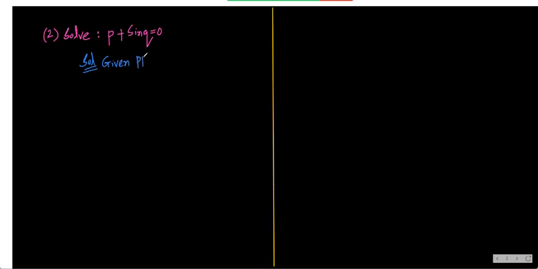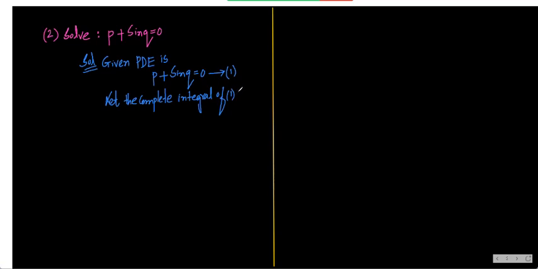Now, given PDE, the partial differential equation, is p plus sine q is equal to 0. It is equation number 1. So let the complete integral of 1 be, you can write either integral or solution, your choice. How to take that? Tell me. z is equal to ax plus by plus c. You have not discussed this type of standard form question in your college?